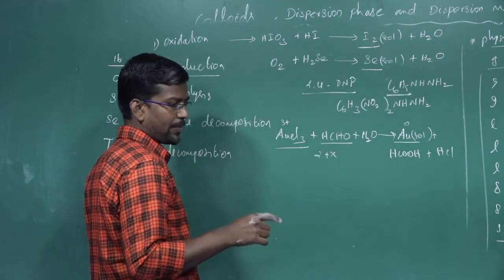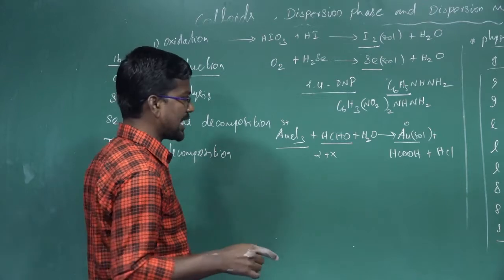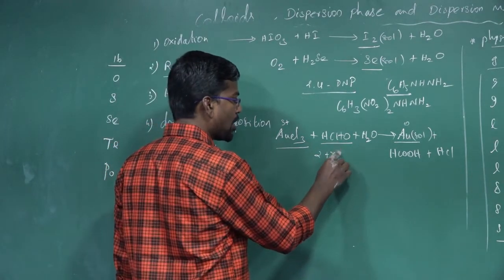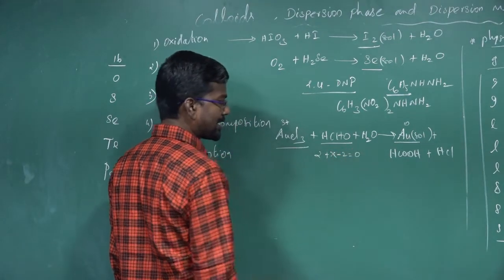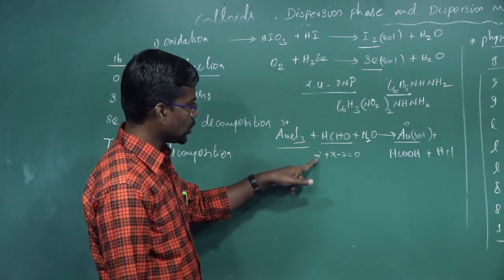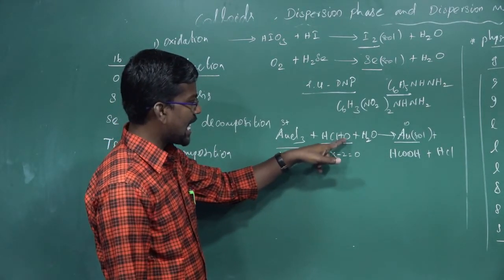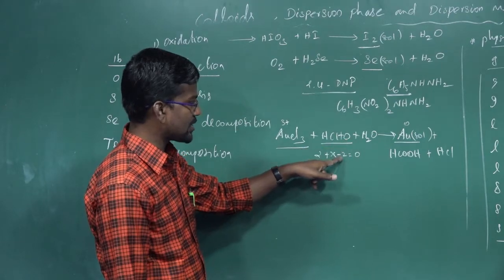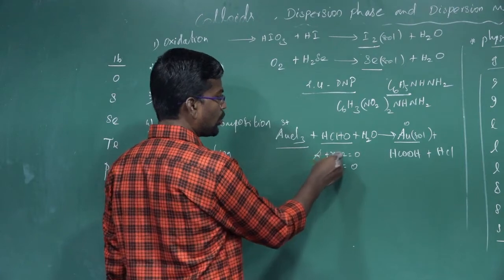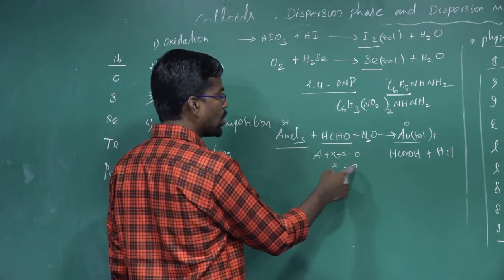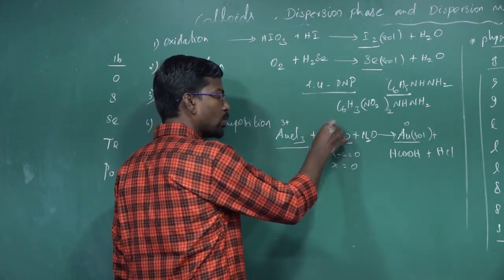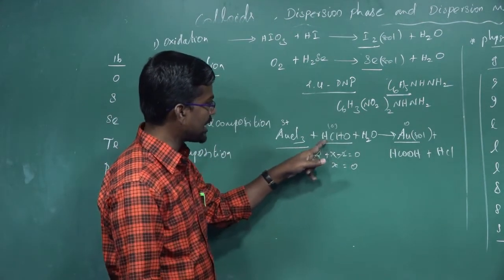All oxygen except peroxide, superoxide, monoxide, then ozonide. In this compound, oxygen exhibits the minus 2 oxidation state. The sum equals 0 because there is no charge on the compound. So 2 hydrogen and 1 carbon, expressed as X, and oxygen with oxidation state minus 2, equal to 0. So plus 2 and minus 2 cancel, X equals 0. So the oxidation state of carbon in formaldehyde is 0. Don't forget, the oxidation state of carbon in formaldehyde is 0.